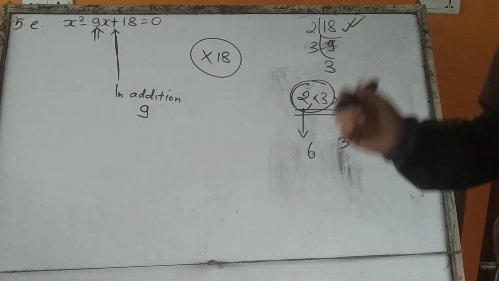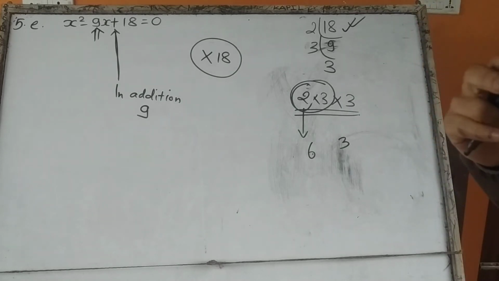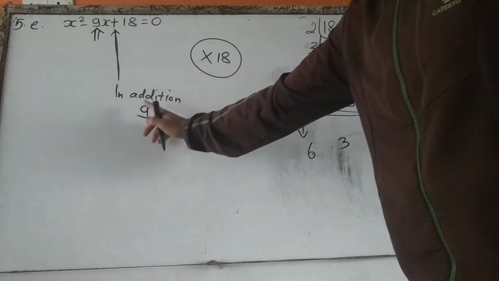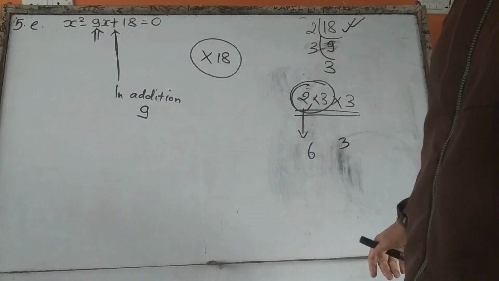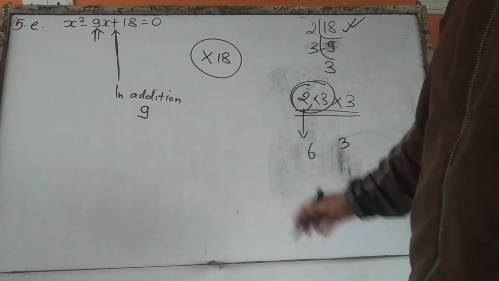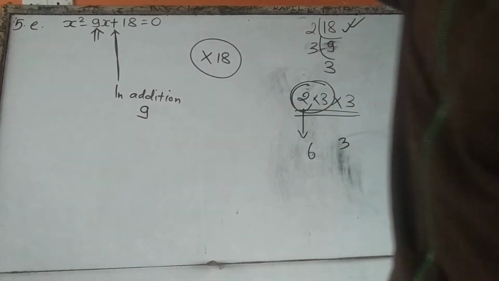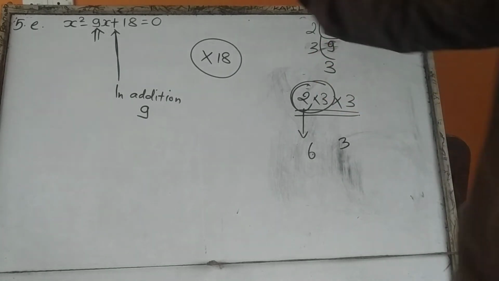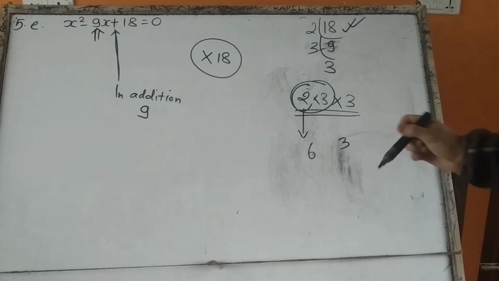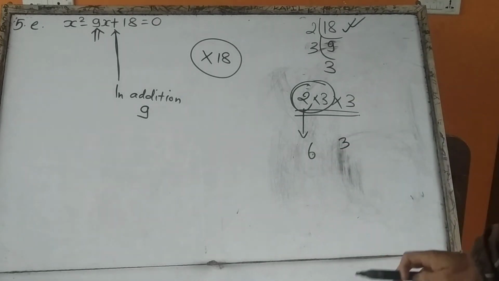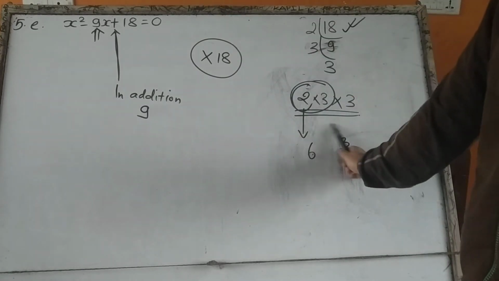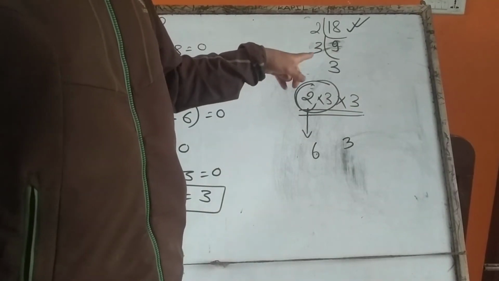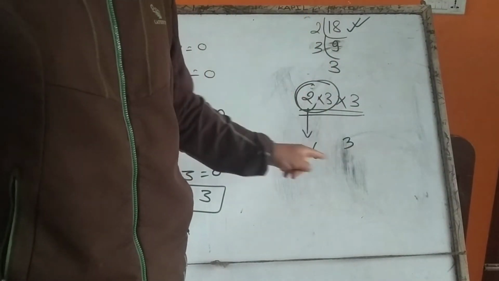There will always be two unique numbers which give us 9 on addition and 18 on multiplication. For every quadratic equation there exist two unique numbers which give us this. So here we have found that 6 and 3 are the correct answer, because 6 plus 3 is 9 and 6 threes are 18.